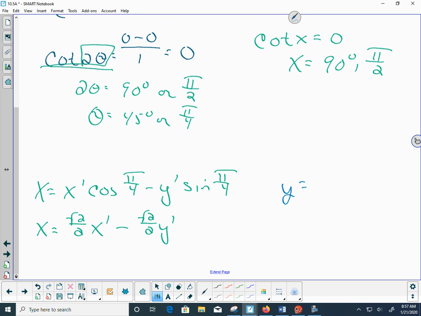My y is going to be y prime times the sine of pi over 4 plus, I'm hoping I'm remembering this right. So this will basically be the square root of 2 over 2 x plus the square root of 2 over 2 y. New x, new y. Plus. Yeah. X is minus, y is plus.